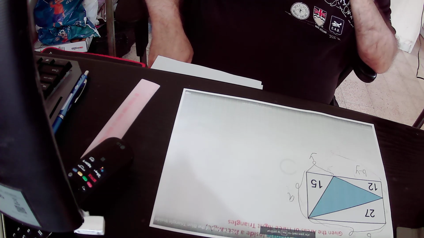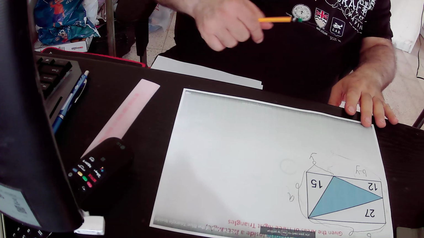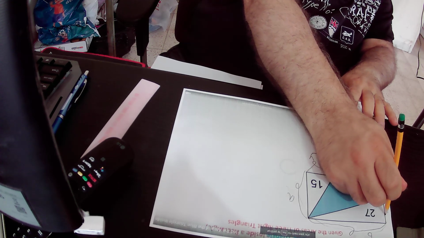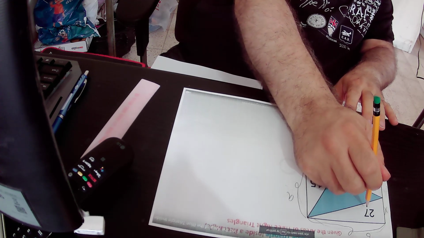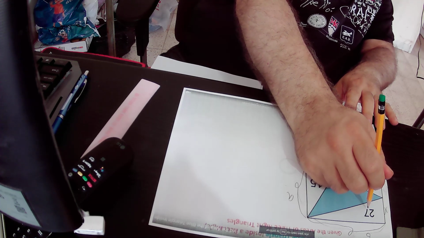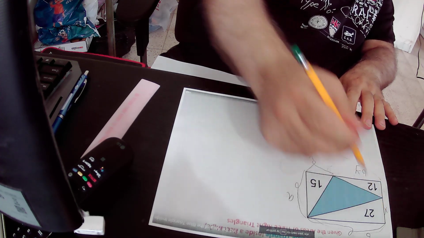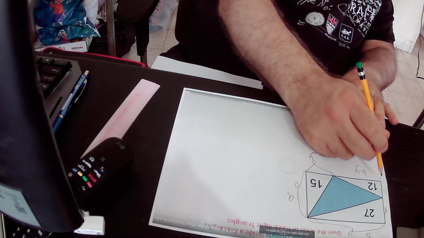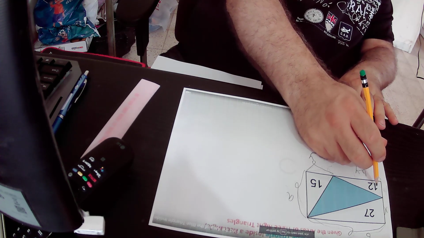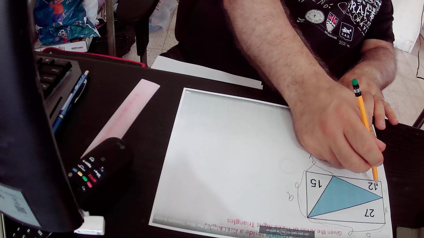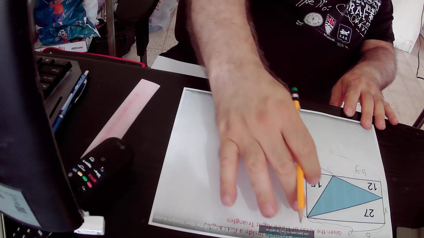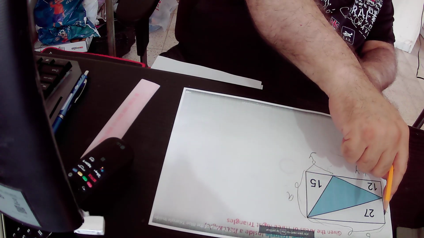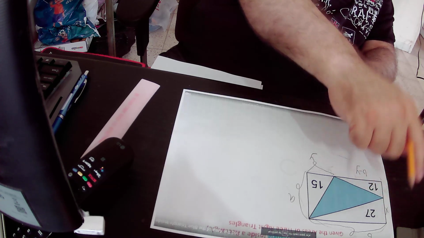Let's define the height of this triangle as x. So the height of the triangle whose area is 27 units will be defined as x. And in the same way, the height of the triangle whose area is 12 units will be the width of the rectangle, that is A, minus the height of this triangle, that is x.